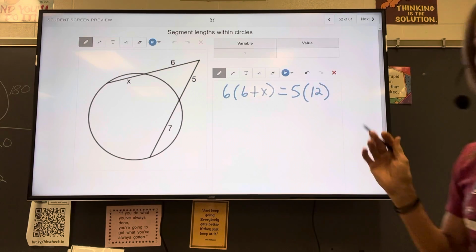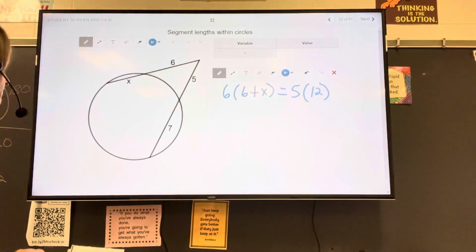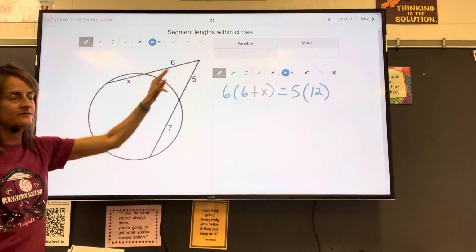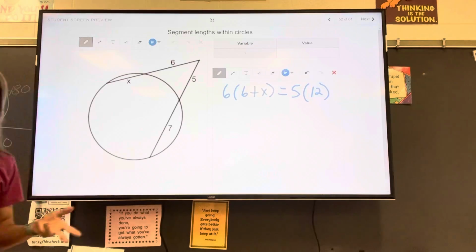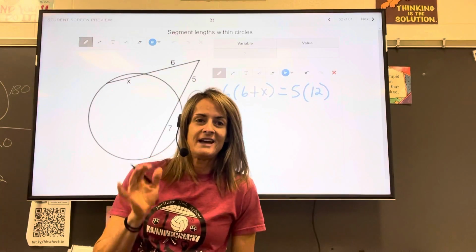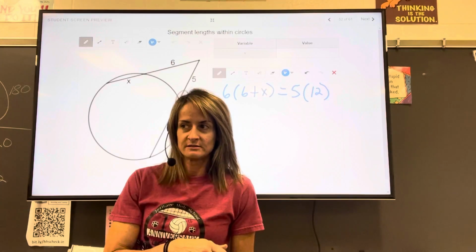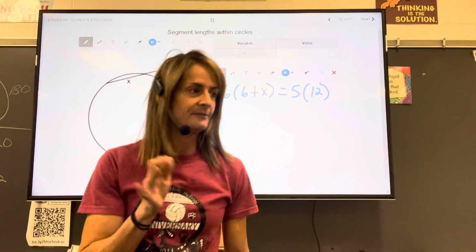Now, the most common mistake for this type of problem is to multiply the 6 times the x and the 5 times the 7. If you do that, if it's a multiple choice problem, I can guarantee you that your answer that you get, which is wrong, will be one of the options. Okay, so just keep that in mind.